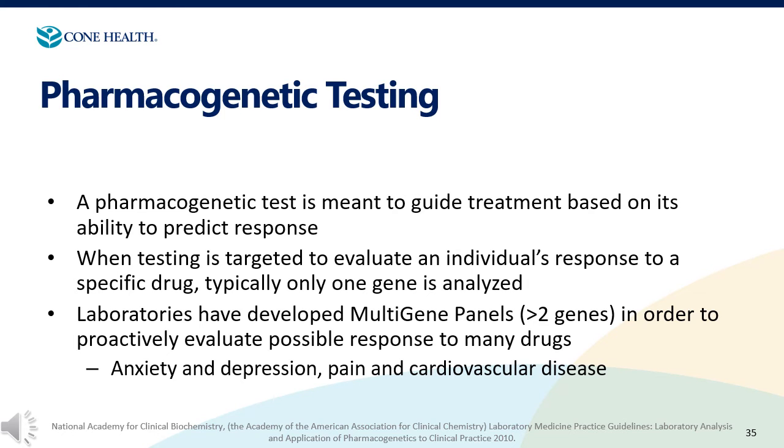However, laboratories have developed multi-gene panels that include more than 2 genes in order to proactively evaluate an individual's response to many drugs. The most common genetic testing is used for drugs that are used to treat anxiety and depression, such as SSRIs, pain, and cardiovascular disease, like I mentioned, warfarin earlier.